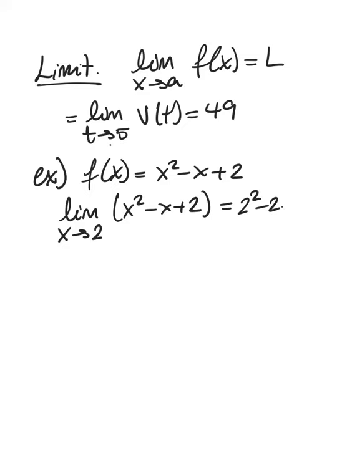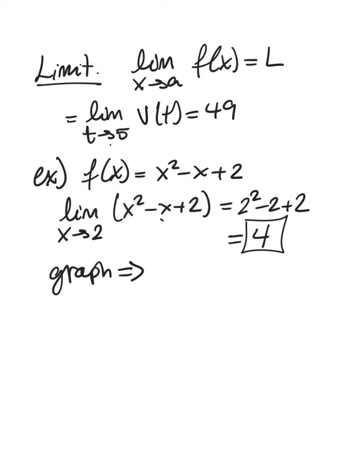So you get 2 squared minus 2 plus 2, and it equals 4. Ta-da! You guys just took a limit. That's considered the substitution method. Very straightforward, very easy. The other way you guys have to learn how to do this is the graphing way.